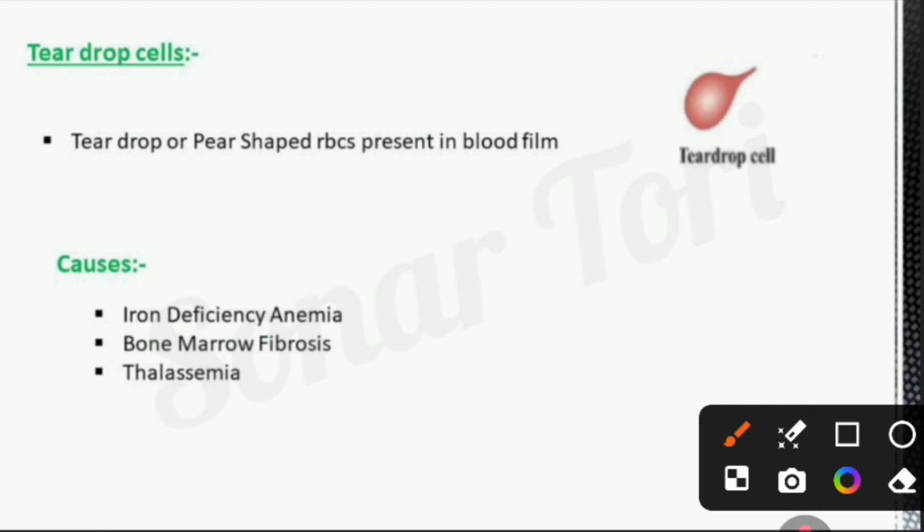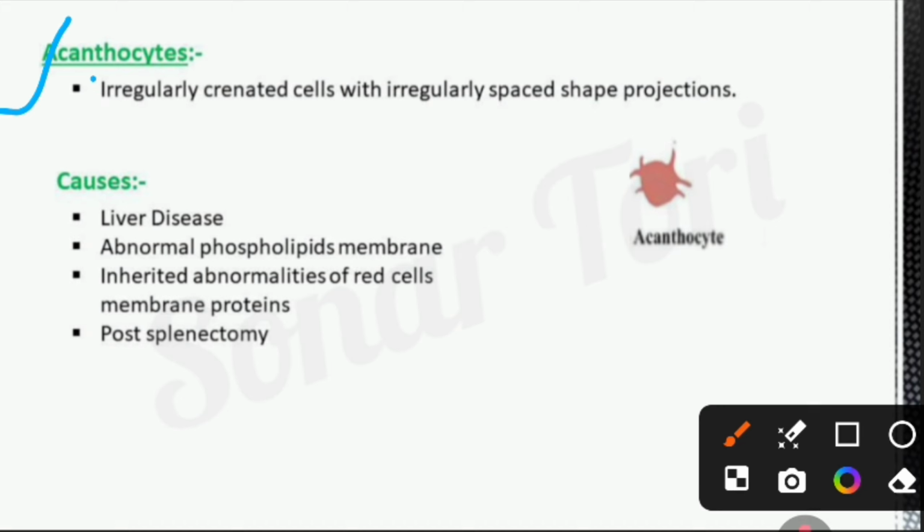Another type of poikilocytosis is teardrop cells, where teardrop or pear-shaped RBCs are present in the blood. Causes of teardrop cells: iron deficiency, bone marrow fibrosis, thalassemia, where red blood cells form teardrop shapes. Acanthocyte, where irregular crenated cells are found with irregularly spread projections. The causes of acanthocyte formation of the red blood cell are liver disease, abnormal phospholipid membrane, inherited abnormality of the red blood cell membrane protein, and post-splenectomy. In all of these disorders, acanthocyte red blood cells are formed.